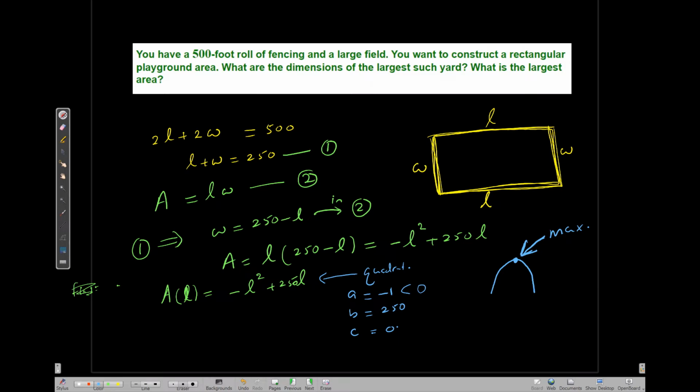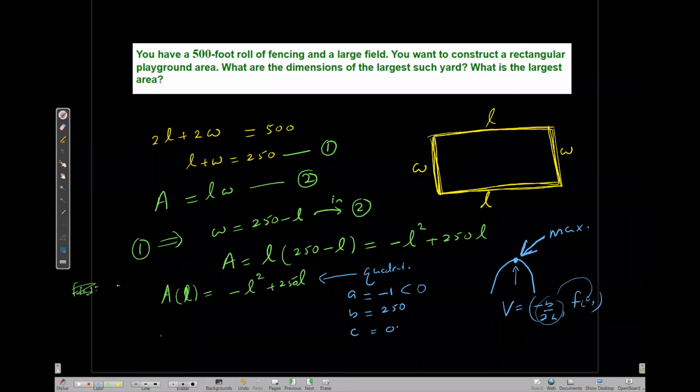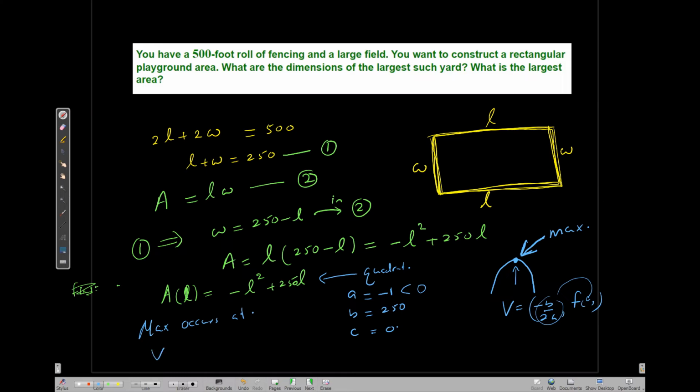Now, can you remember? The vertex formula was negative b over 2a, and the function value of that value, you put it here. So the max occurs at our vertex, right? So L equals negative b, so negative 250 over 2a. 2a is negative 2. So when you divide, the negatives cancel, you have 125, and A of that value, A of 125.